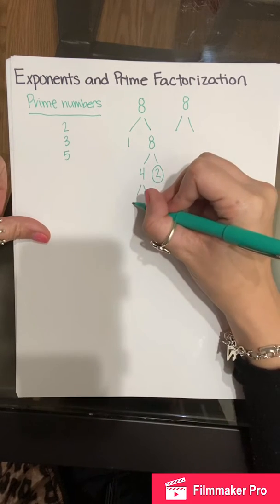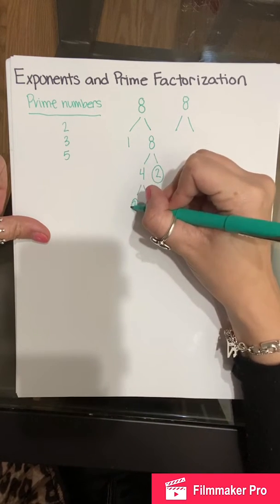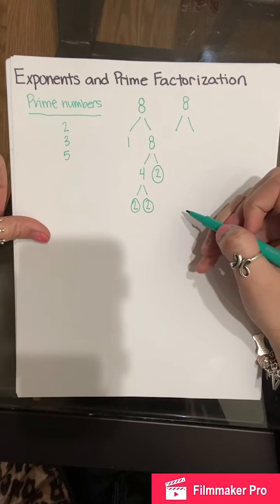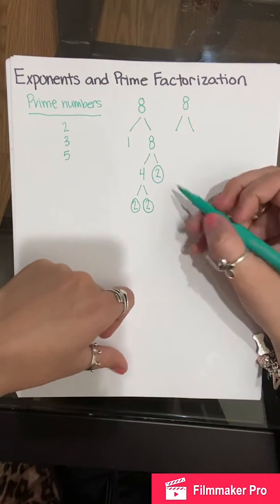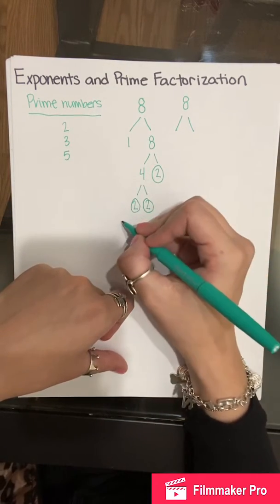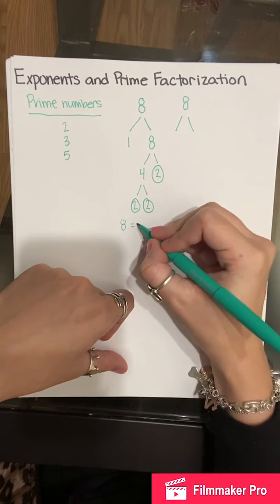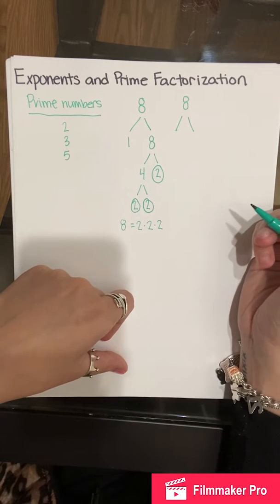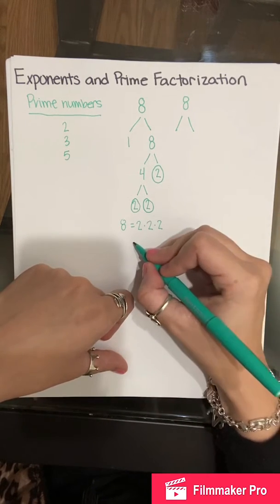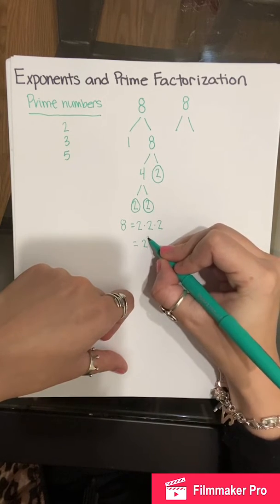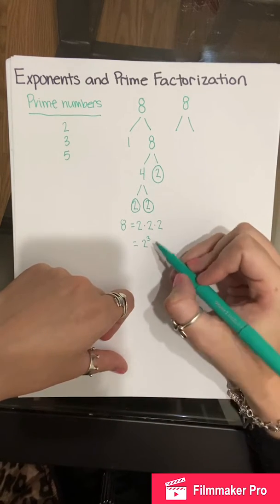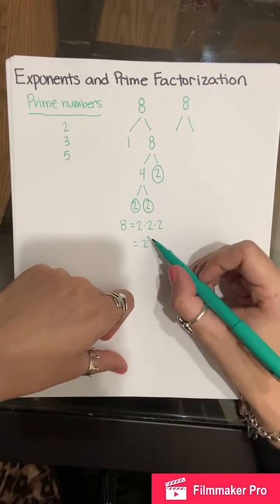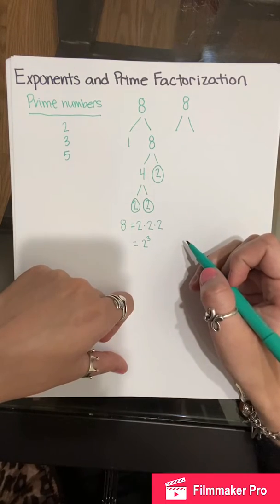So 4 could be 2 times 2. Again, prime. Now that we have all prime at the end of our stems, our factor tree is done, which would make this equation be 8 equals 2 times 2 times 2, which also could be 2 to the third, because 2 would represent our base number, the one that is being repeated, and 3 is the number of times it has been repeated.